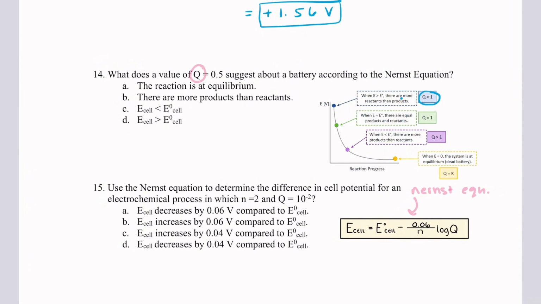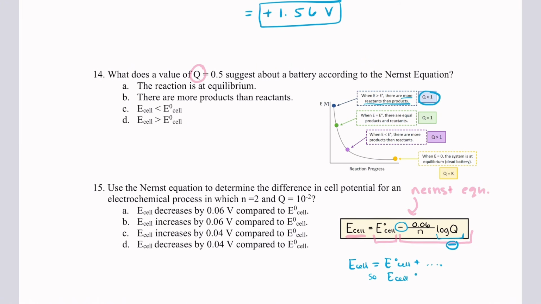So there are more reactants than products present at that moment. Now we can connect that to the Nernst equation. The Nernst equation tells us that the actual cell potential equals the standard cell potential minus a correction based on the log of Q. If Q is less than 1, then log Q is a negative number. Subtracting a negative number is the same as adding. So the value of E cell becomes larger than the standard value for E cell.